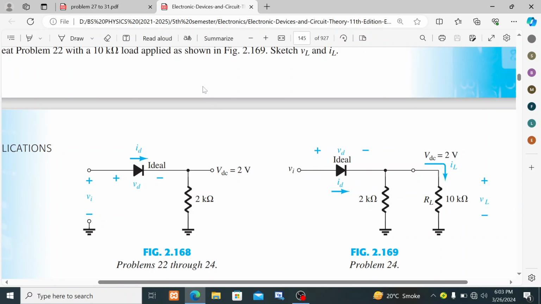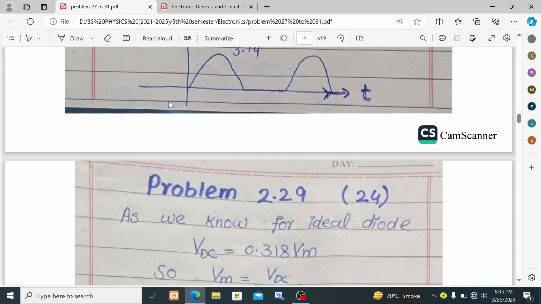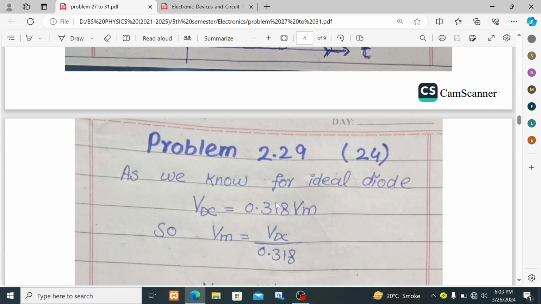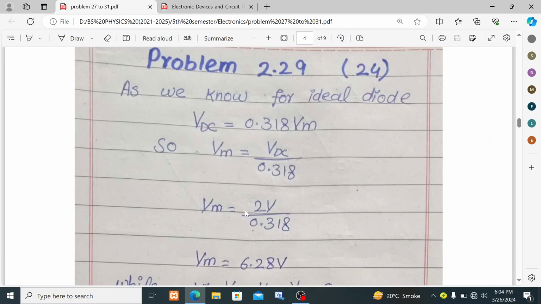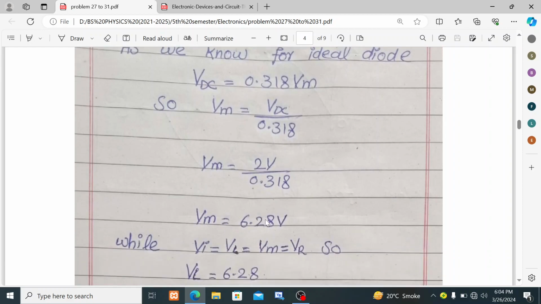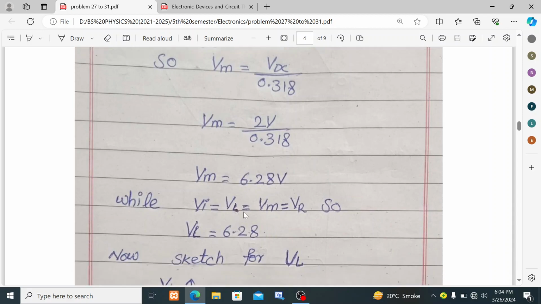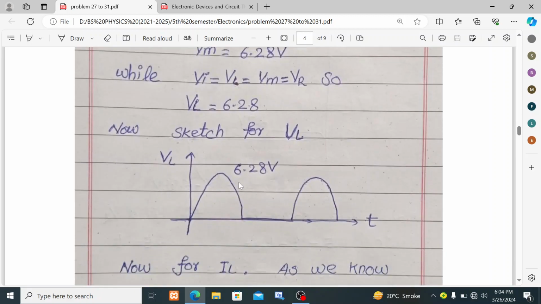So first we find Vi. For an ideal diode, VDC is equal to 0.318 Vm, so Vm is equal to VDC by 0.318. As VDC is given, Vm is equal to 6.28 volt. So we can write Vi, as I told you, Vi is equal to VL is equal to Vm. So VL is equal to 6.28. So we sketch this for positive cycle. For negative cycle, no current flows, so VL will be 0 for negative cycle, while again for positive cycle this will be equal to 6.28 volt.